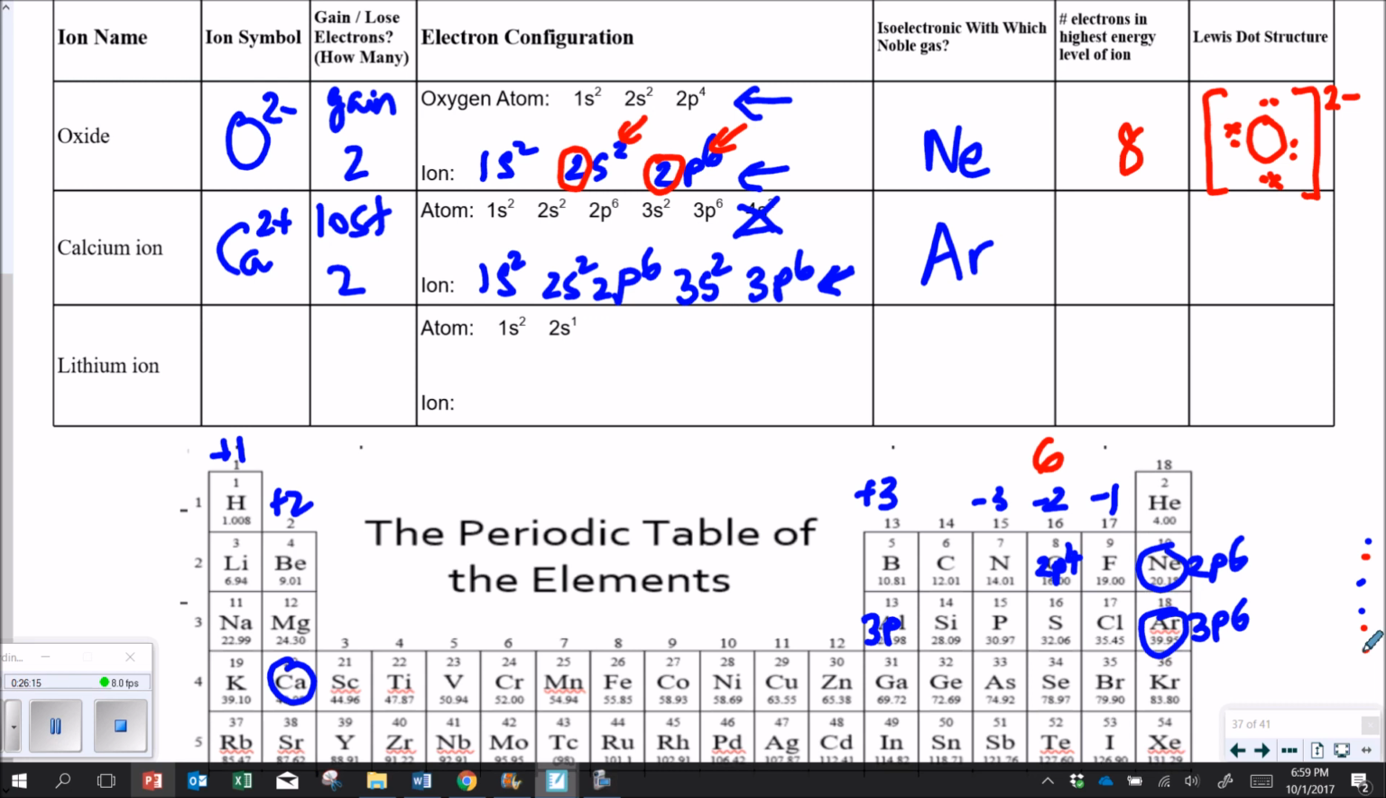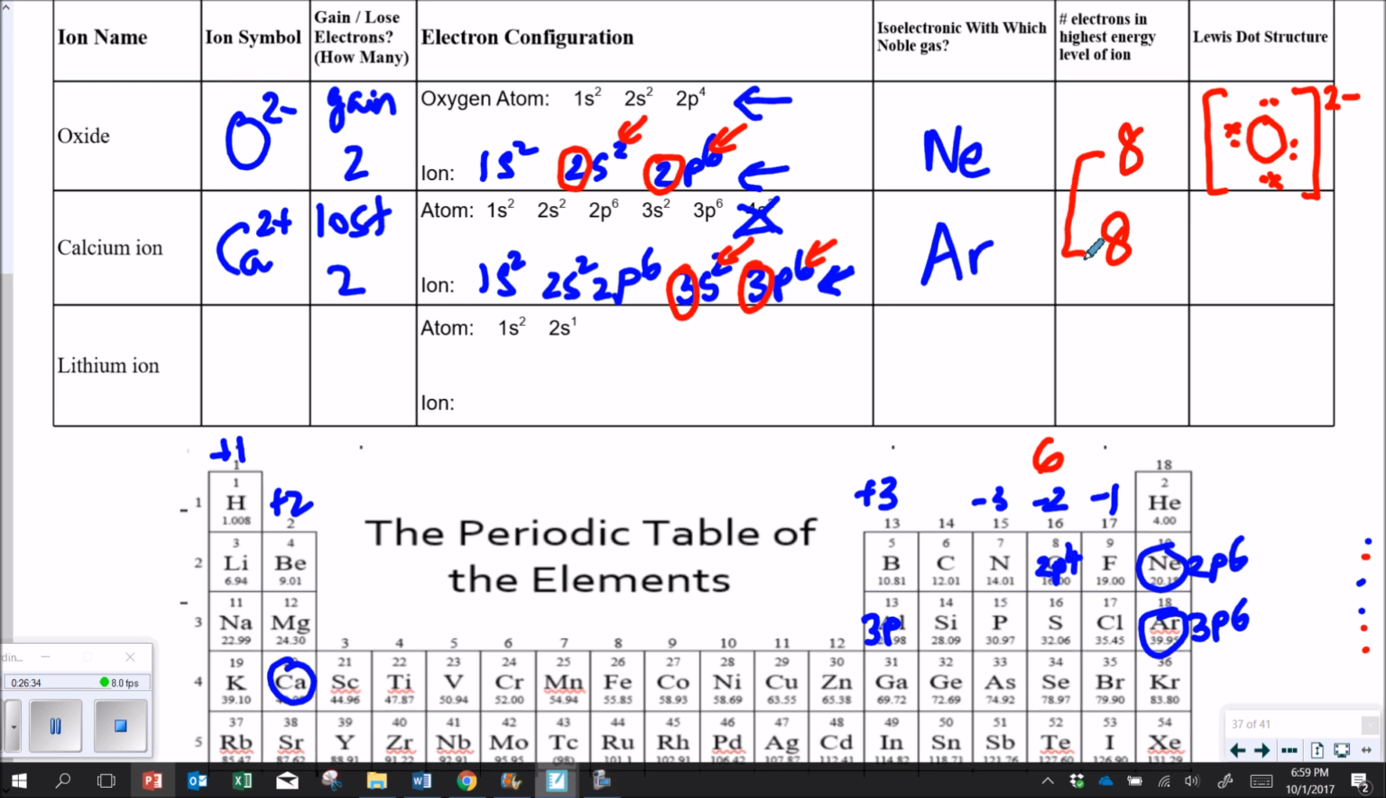How many electrons do we have in the highest energy level of the ion? Highest energy level is energy level number 3. And again, we have 2 plus 6, and we have 8. So we notice that both of these end up with an octet of electrons, which is stable.